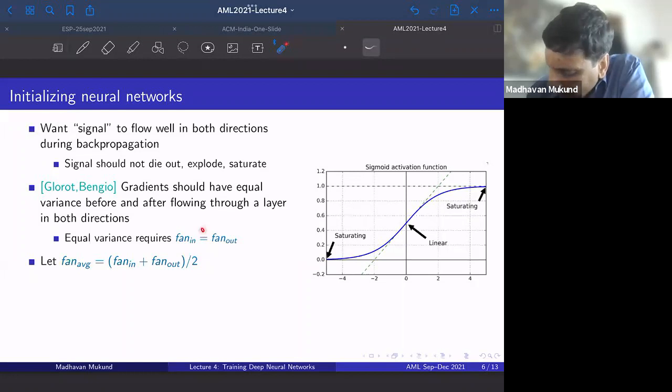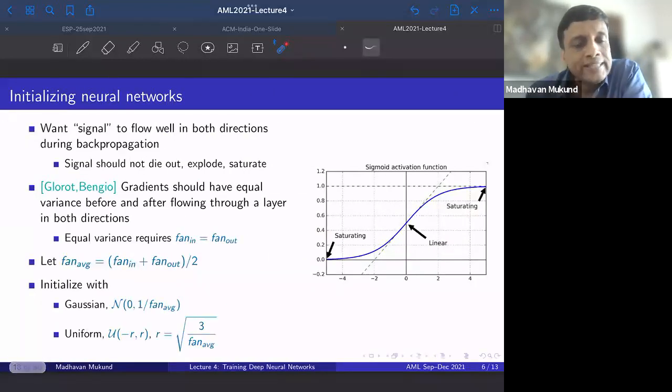So this is this fan in and fan out, right? So fan in is the number of incoming edges to a neuron, and fan out is the number of outgoing edges from the neuron. So they said, well, just take the average of the two. So take the sum of the incoming edges and the outgoing edges and divide by 2. And then they said, use that as your variance. So continue to use this Gaussian that we were using before, but instead of saying that the variance is 1, reduce the variance at each individual thing to be 1 divided by this average fan out.